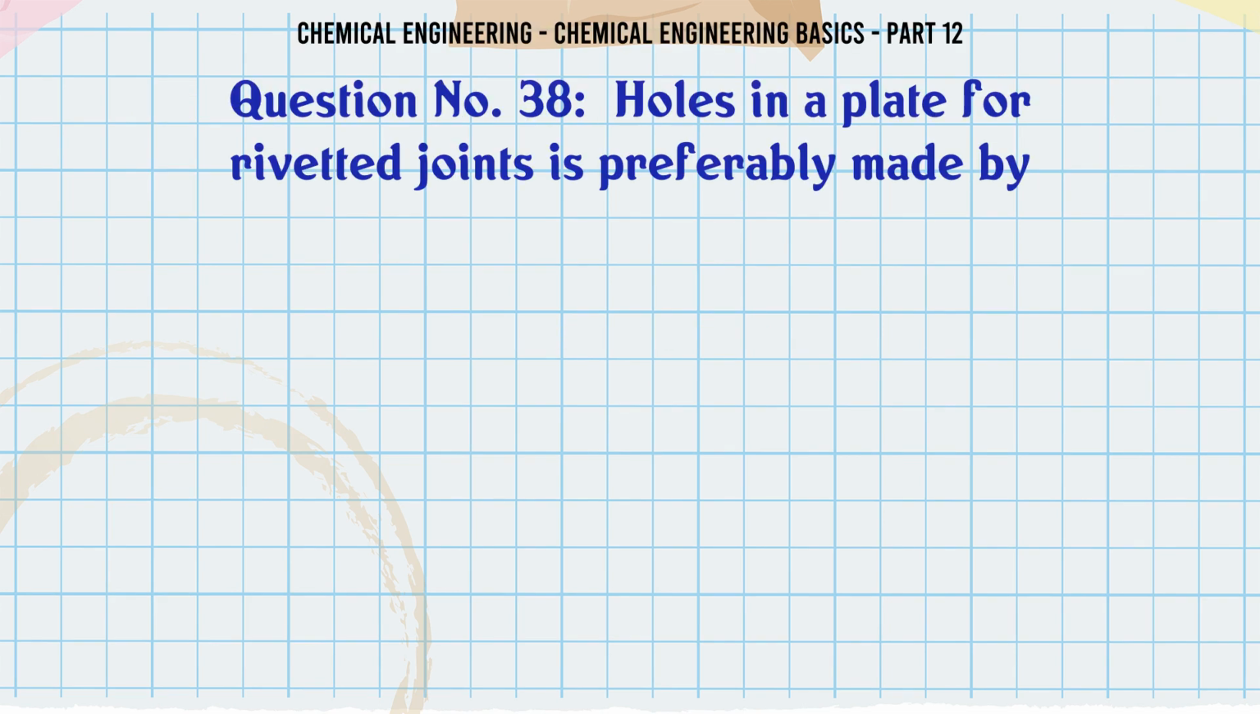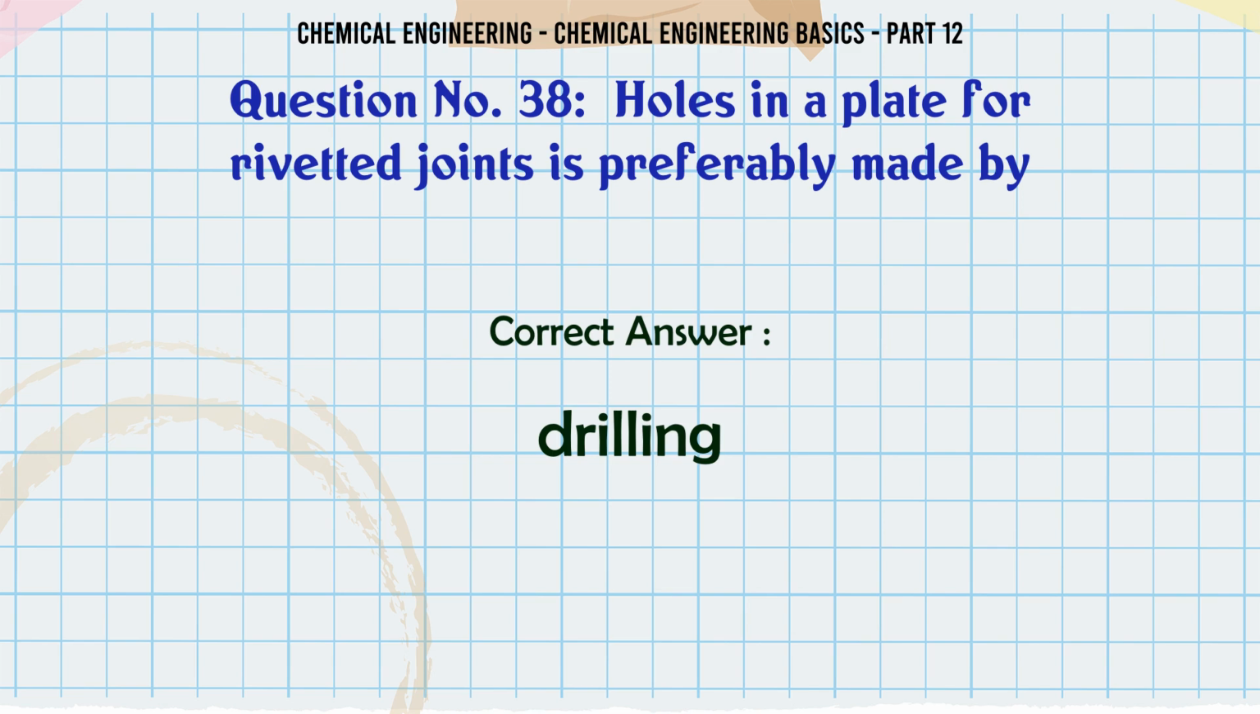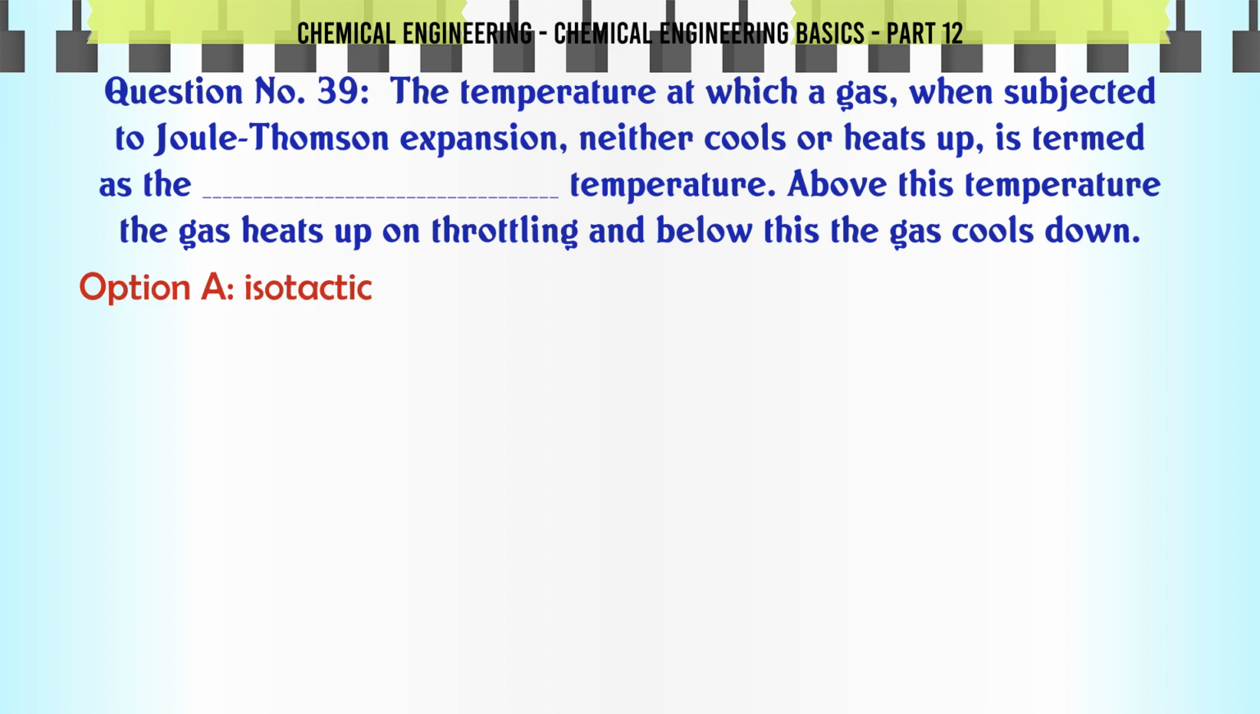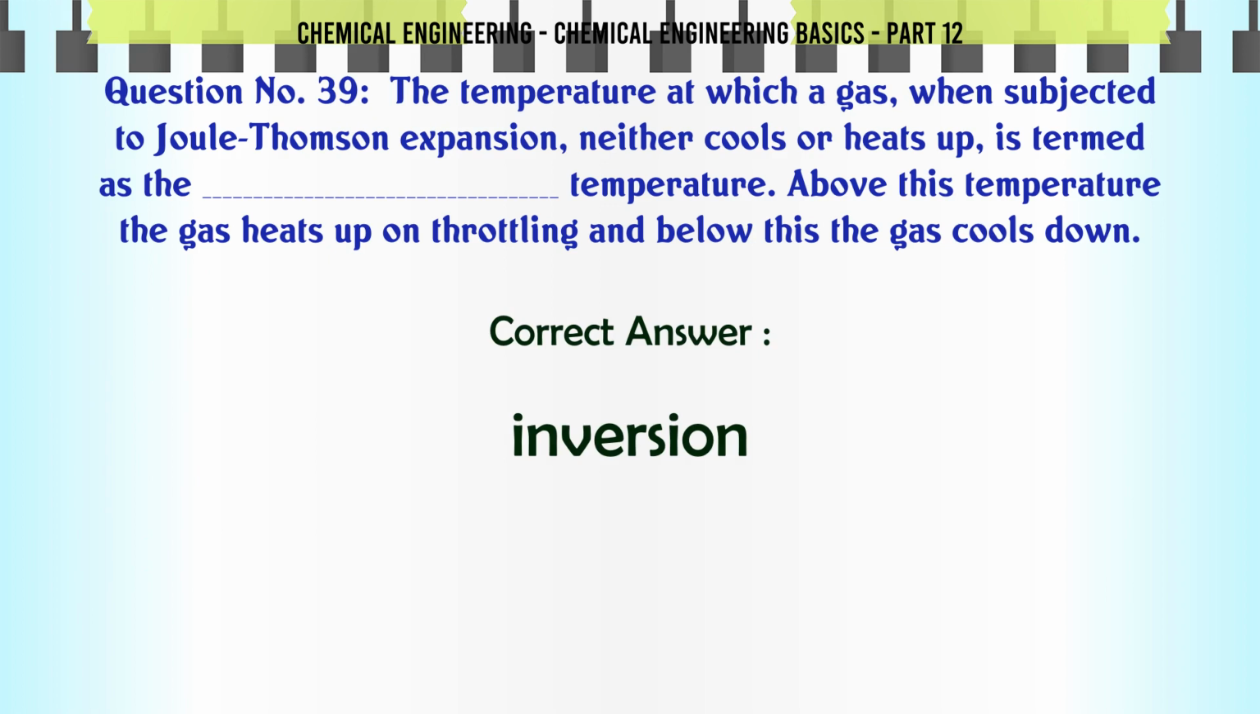Holes in a plate for riveted joints is preferably made by A. drilling, B. tapping, C. reaming, D. punching. The correct answer is drilling. The temperature at which a gas, when subjected to Joule-Thomson expansion, neither cools nor heats up is termed as the temperature. Above this temperature the gas heats up on throttling, and below this the gas cools down. A. Isotactic, B. saturation, C. inversion, D. throttling. The correct answer is inversion.